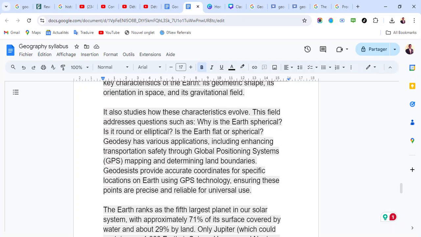It helps to find the location of other cars, phones, individuals. We have criminals that have been caught due to this geodesy mapping, and it also helps in determining land boundaries between different countries. Now, ensuring these points are precise and reliable for universal use, it ensures land boundaries, mapping, and global systems, and how to coordinate them. That is why you know that the boundary of Nigeria ends here, the boundary of Cameroon ends here.